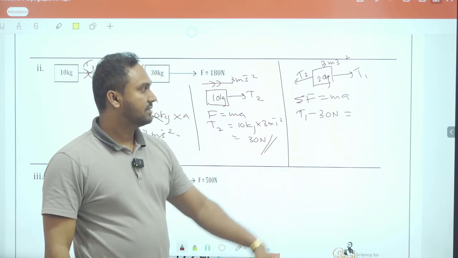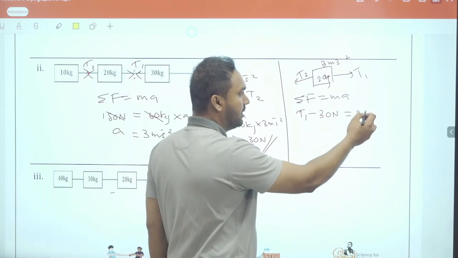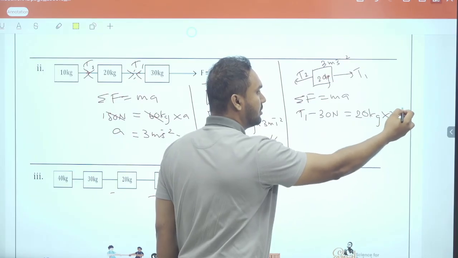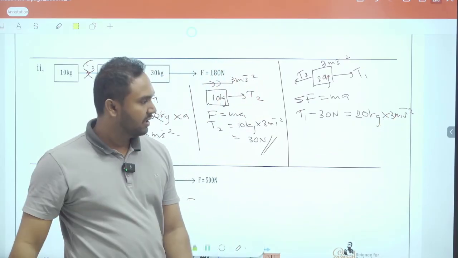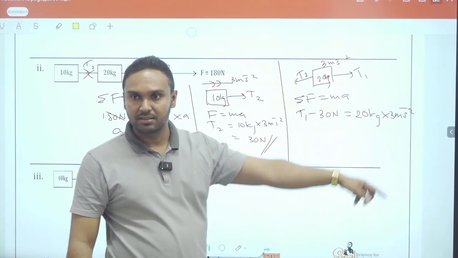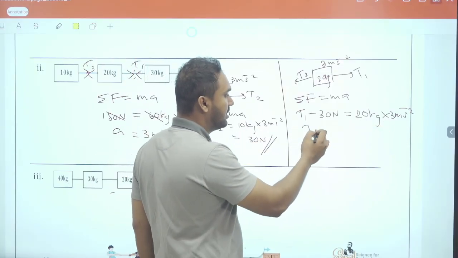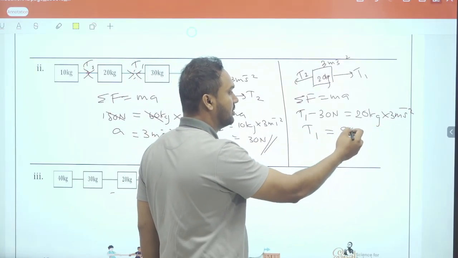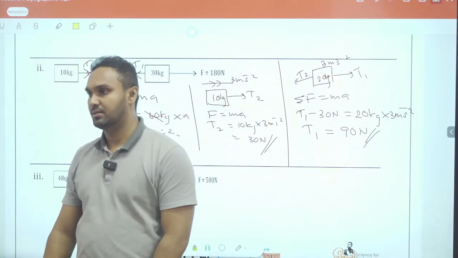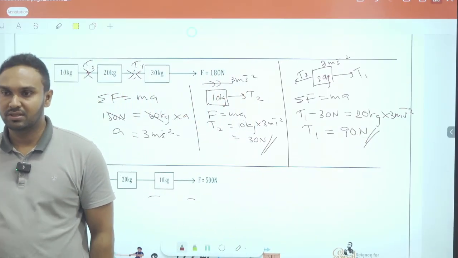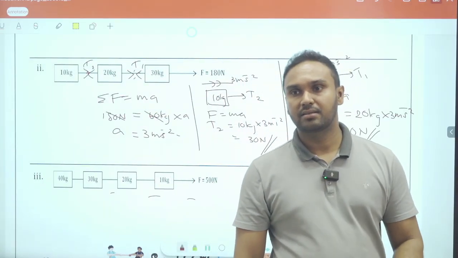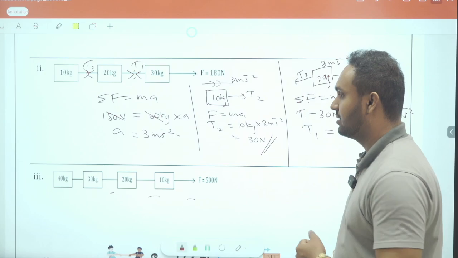So T1 minus 30 equals 20 kilograms into the acceleration 3 ms minus 2, right? So this is 60, minus 30 goes the other way, it becomes plus 30. So T1 is how much? 90 newtons. If there are two forces acting on the object, you have to consider both of the forces, because that's the resultant, and the resultant causes the acceleration.